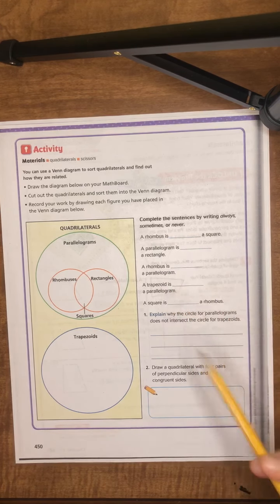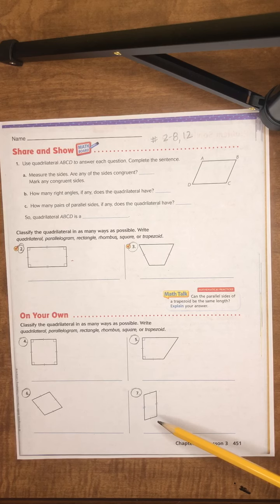Okay, so I'm going to have you do number 2 through 8 and 12, but for 2 through 7, you're going to classify the quadrilateral in as many ways as possible. So write quadrilateral, parallelogram, rectangle, rhombus, square, or trapezoid. And then for number 8, a quadrilateral has exactly 2 congruent sides. Which quadrilateral types could it be? Which quadrilaterals could it not be?